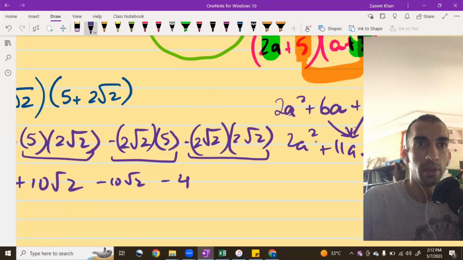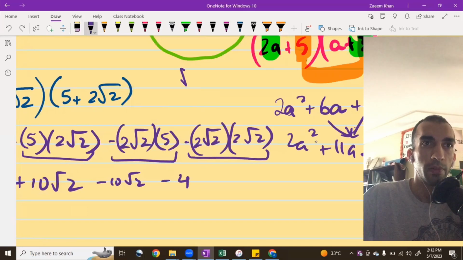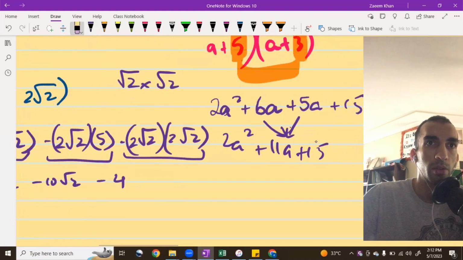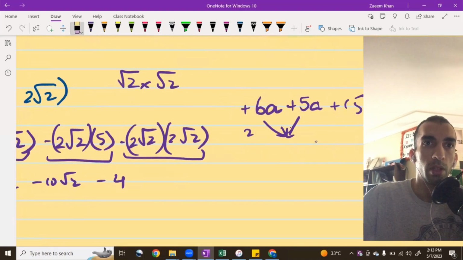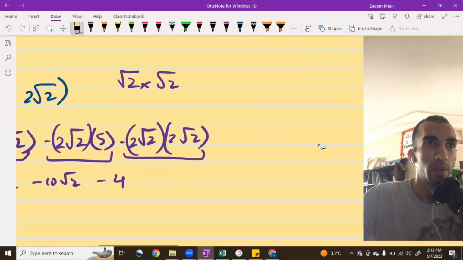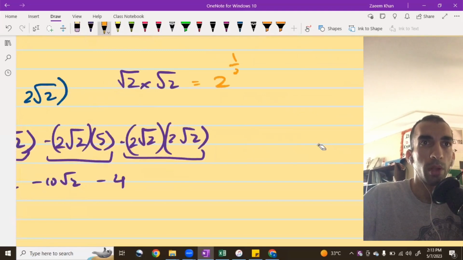Minus 4. Whenever square root of 2 and square root of 2 get multiplied, for instance, square root of 2 times square root of 2, take a good look over here. We're going to use one of those rules to help us come up with the answer. That equals saying 2 raised to the power 1 by 2 multiplied by 2 raised to the power 1 by 2.